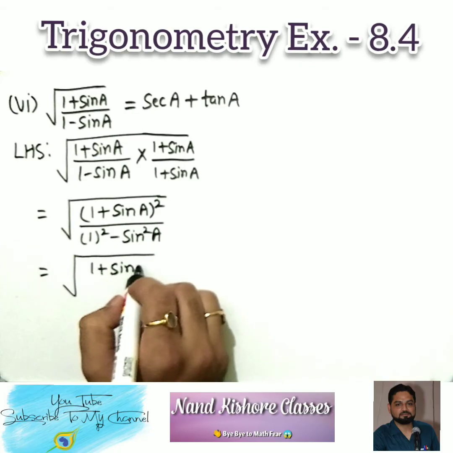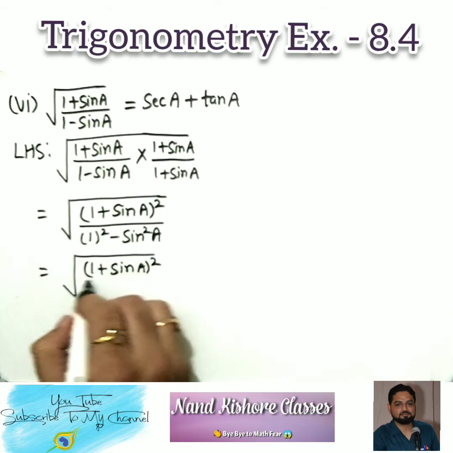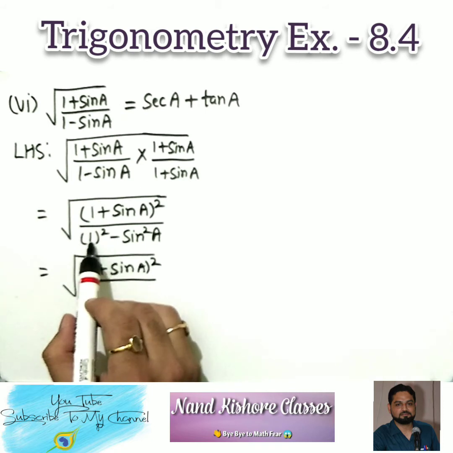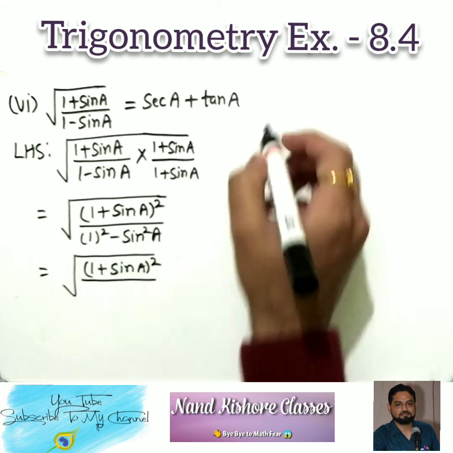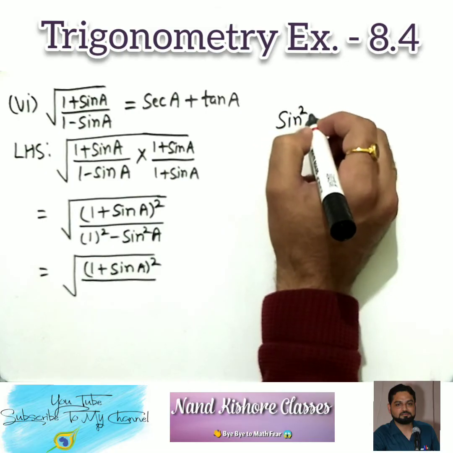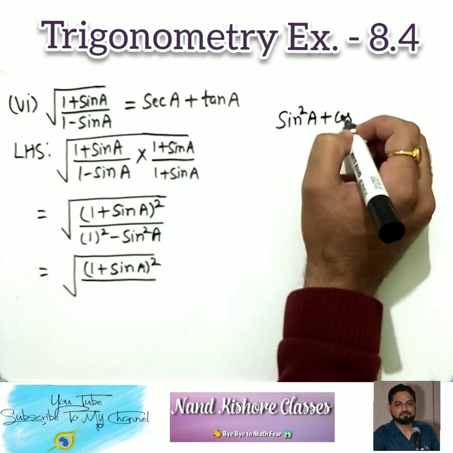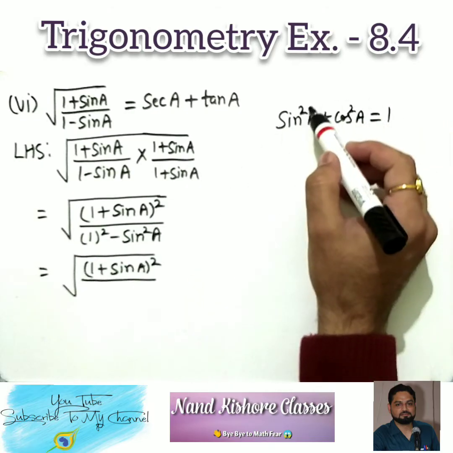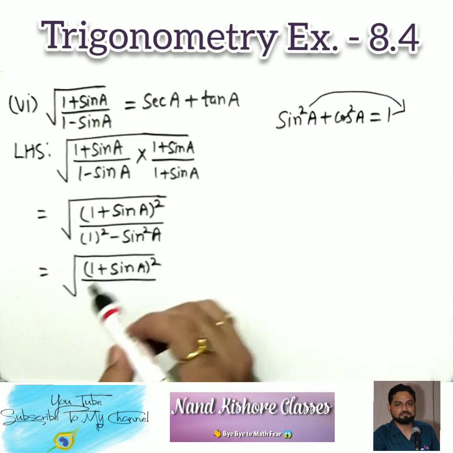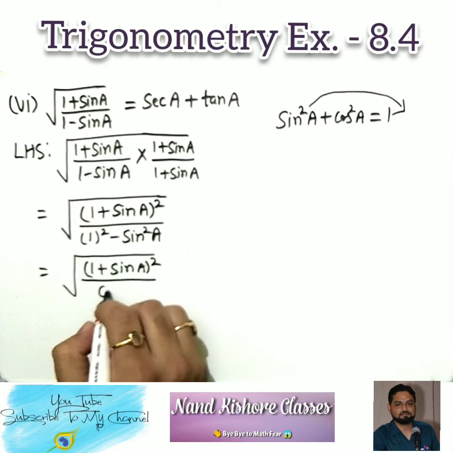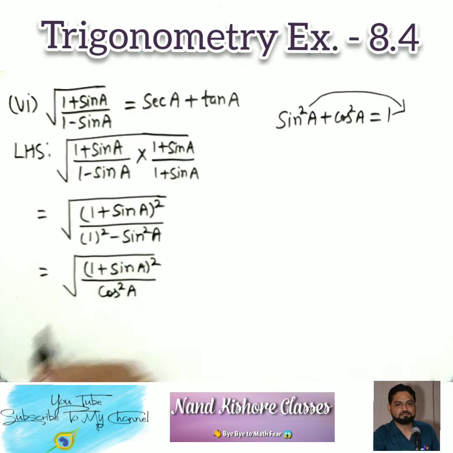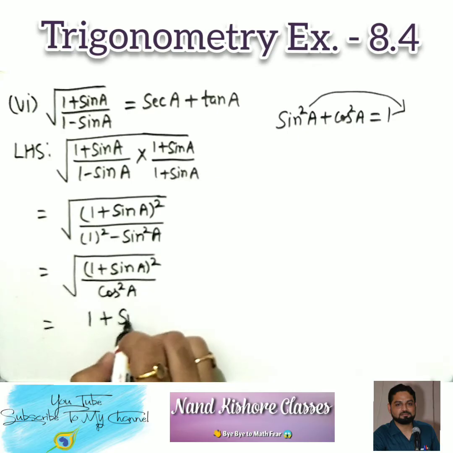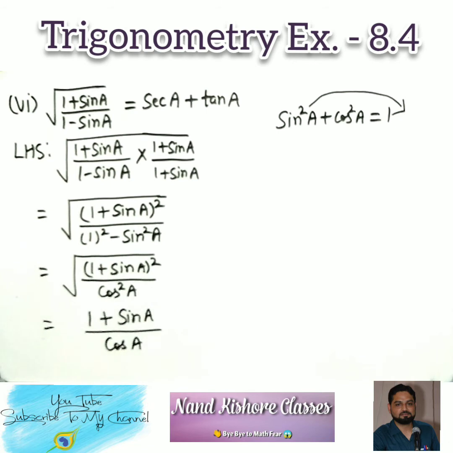Numerator, let me write it as it is, 1 plus sin A whole square, and denominator 1 minus sin square A. This formula we have done, sin square A plus cos square A is equal to 1, right? So 1 minus sin square A, when this sin square A moves to the other side, we get only cos square A. So I am writing cos square A. Now see, this is also square, this is also square, so the square root can be removed. We will get 1 plus sin A over cos A, right?